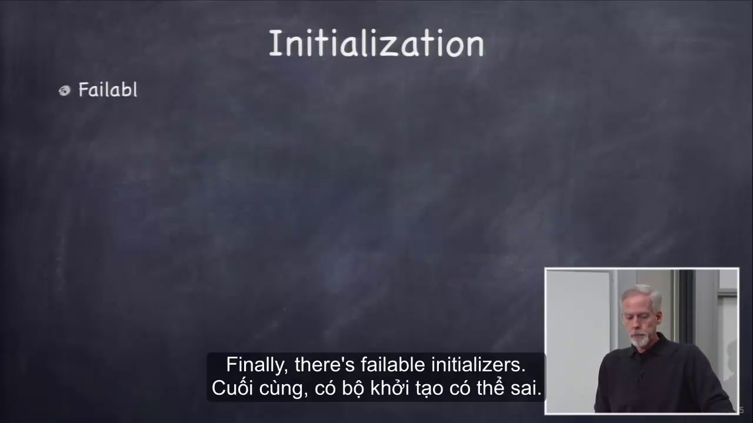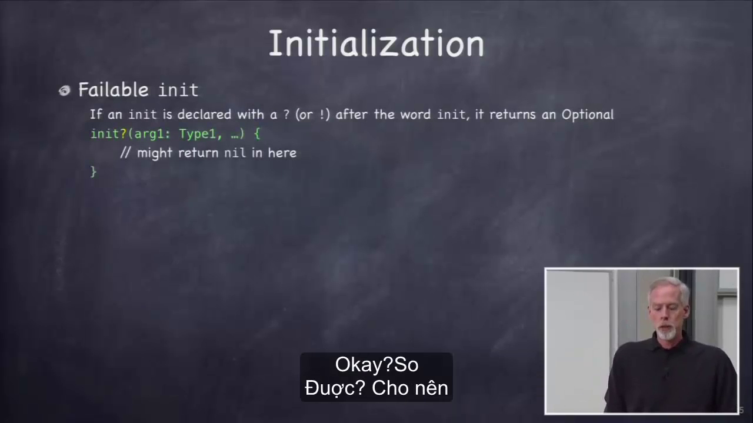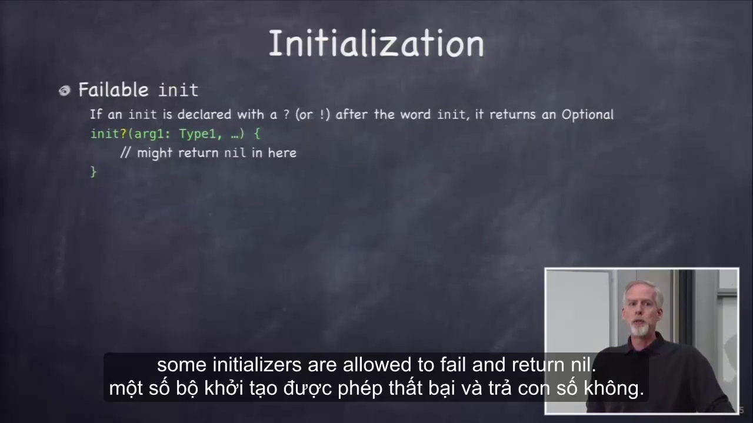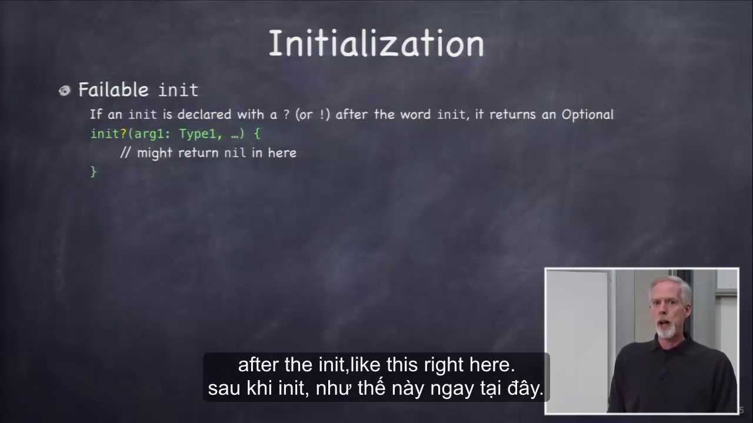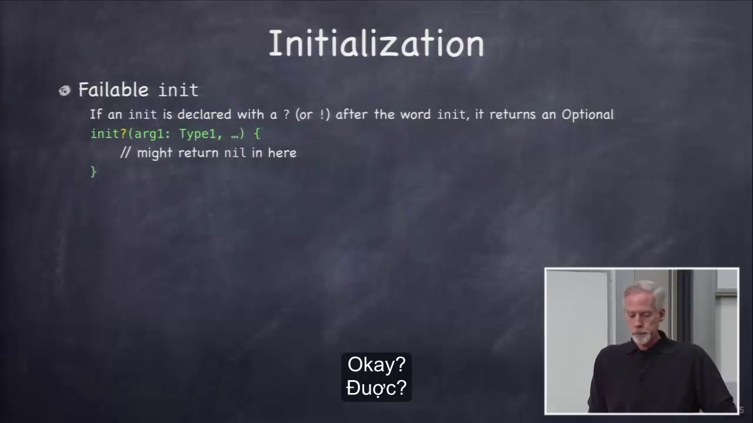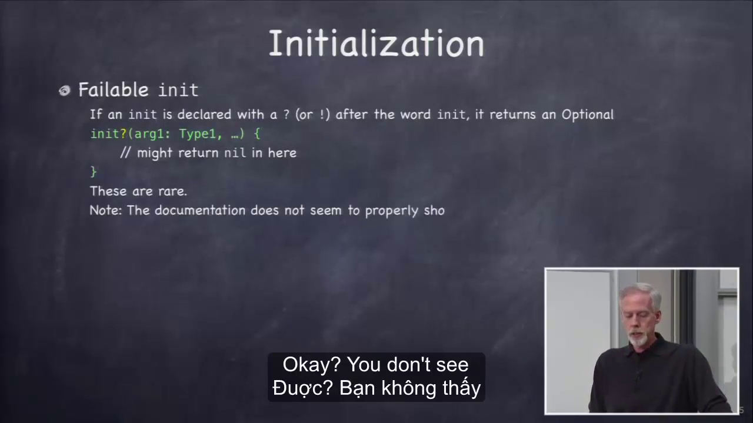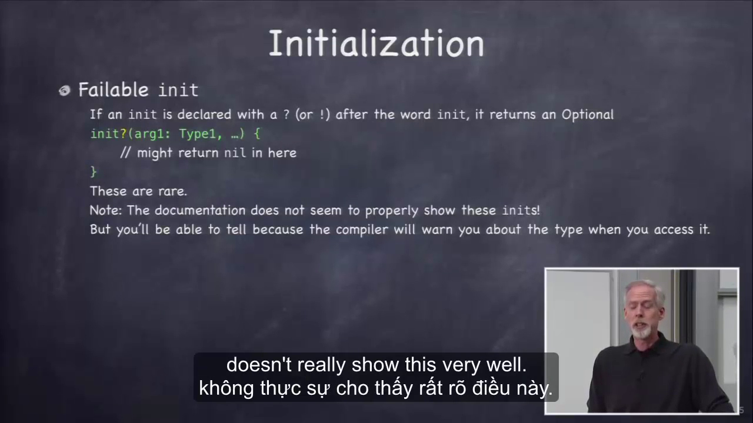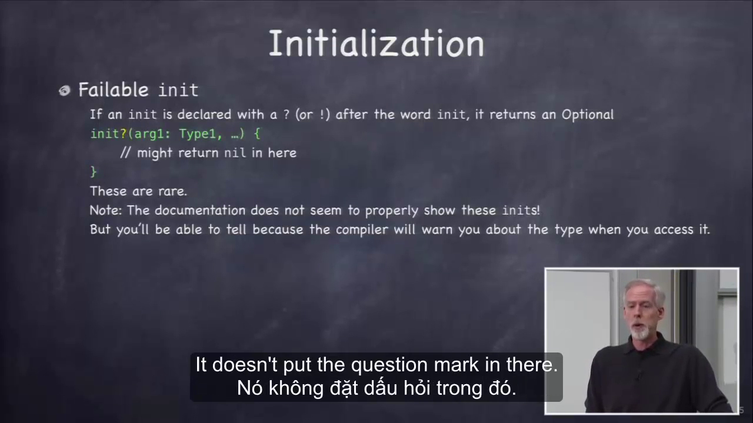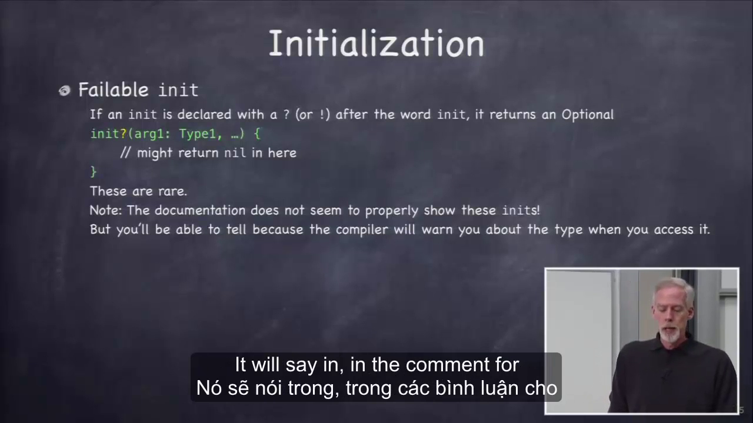Okay? Finally, there's failable initializers. So some initializers are allowed to fail and return nil. You designate them by putting a question mark after the init like this right here. Now this is pretty uncommon. You don't see this very often. And the documentation, last I checked, doesn't really show this very well. It doesn't put the question mark in there. I think it's just a documentation generation problem.